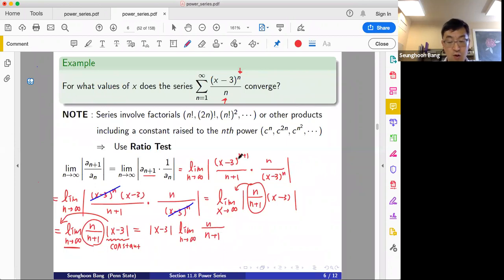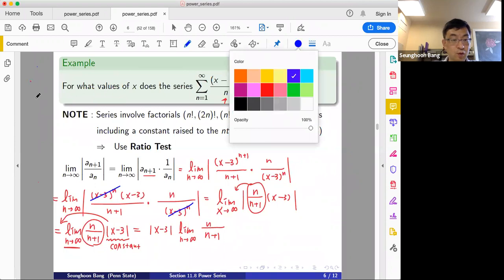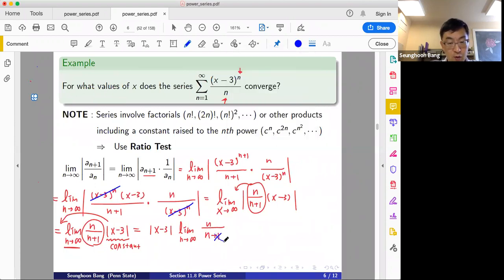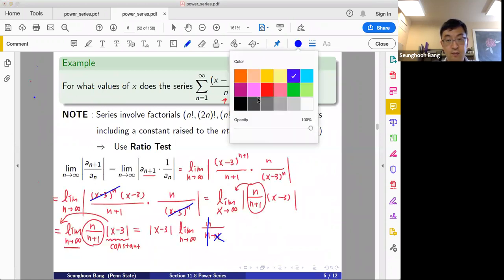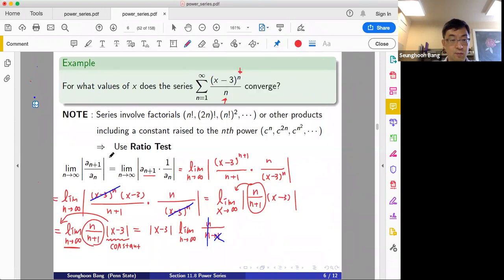You have to ignore lower terms, cross out n. The answer is just this one: the absolute value of x minus 3 times 1, exactly. So the limit is the absolute value of x minus 3. When you have a convergent result from the ratio test, this limit value is less than 1. So we have it.